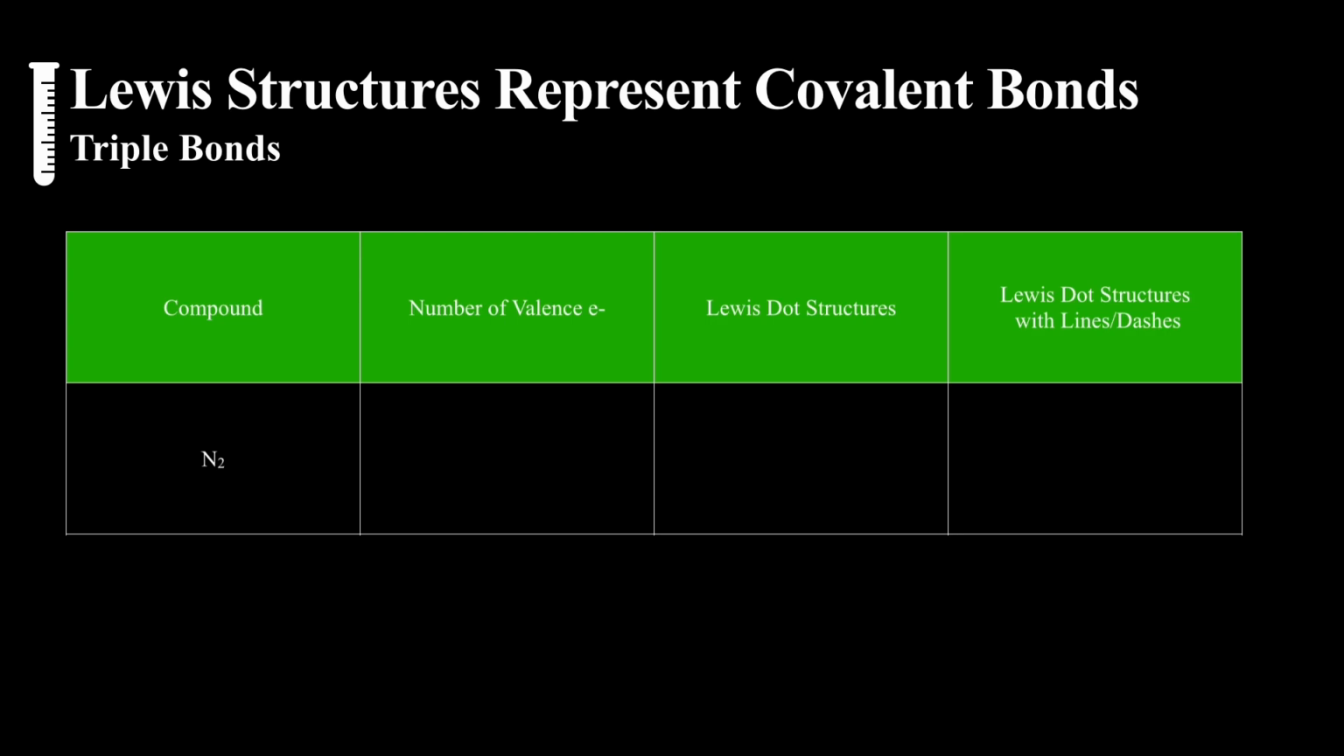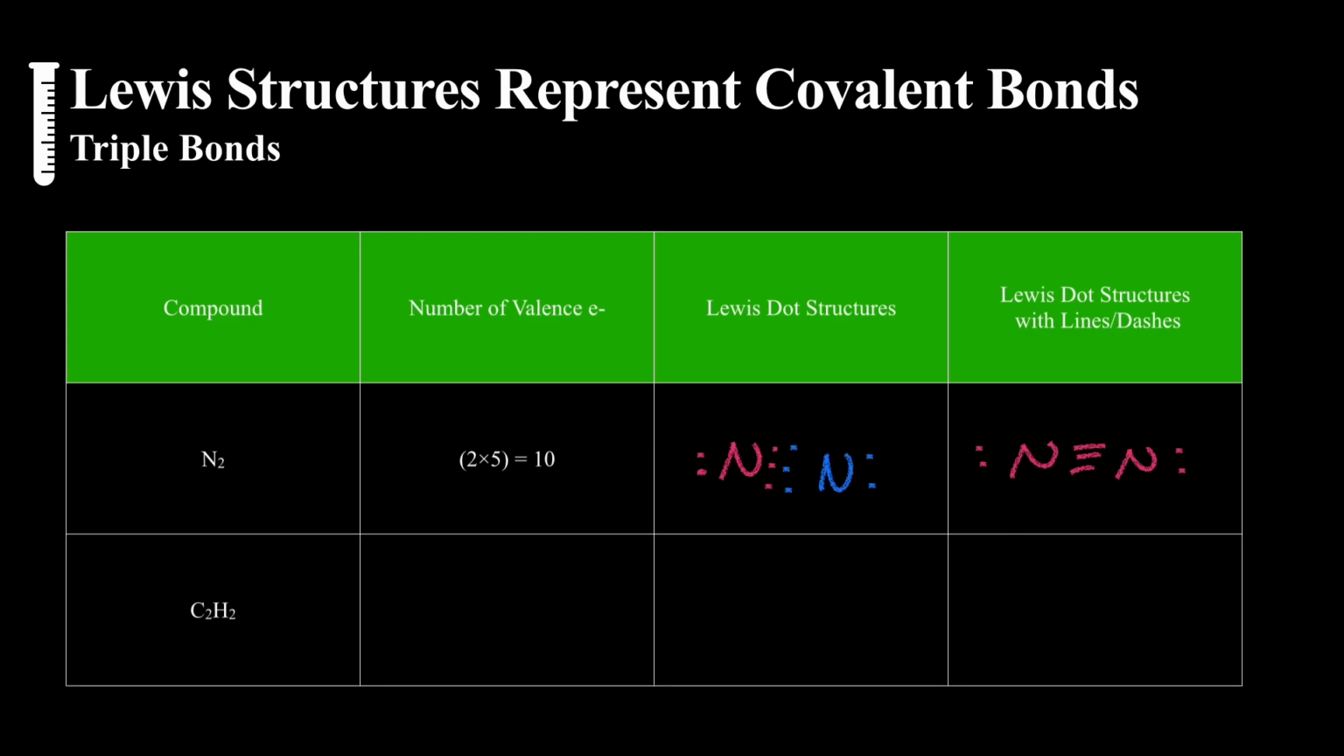Lastly, triple bonds. So diatomic N2, 2 times 5 valence electrons gives me 10. Nitrogen wants to make 3 connections, triple bond. So I'll put 1 nitrogen in pink and 1 in blue to show the contribution. And those 3 dots in between I can represent as 3 dashes. And swing the lone pairs on the outside of each nitrogen. And now each nitrogen feels like it has 2, 4, 6, 8, octet achieved.